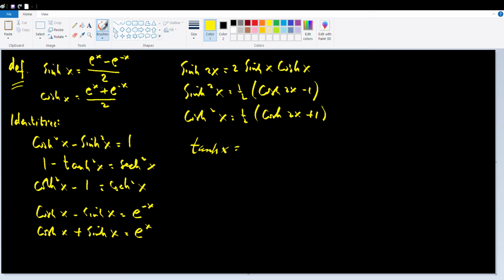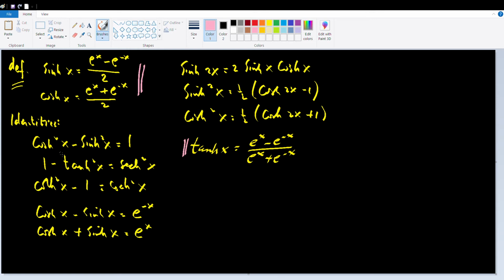hyperbolic sine over hyperbolic cosine. Equivalently, that is e to the x minus e to the minus x all over e to the x plus e to the minus x. As for the other three hyperbolic functions, hyperbolic cosecant, hyperbolic secant, and hyperbolic cotangent, you just take the reciprocal. We take the reciprocal to get the other three hyperbolic functions.